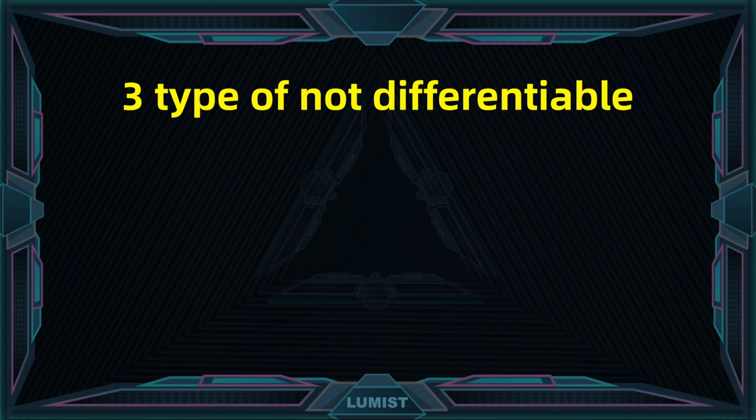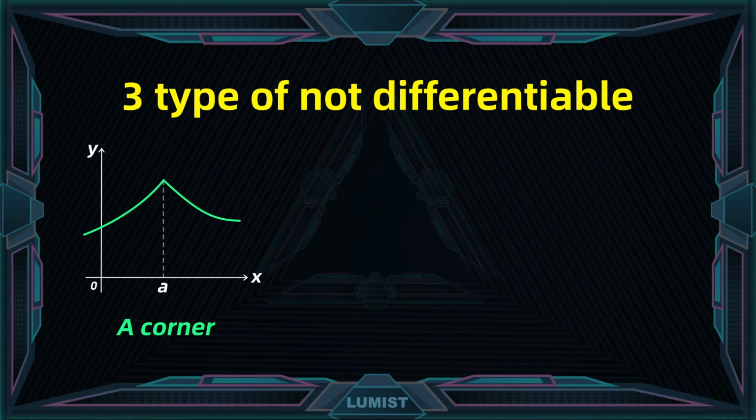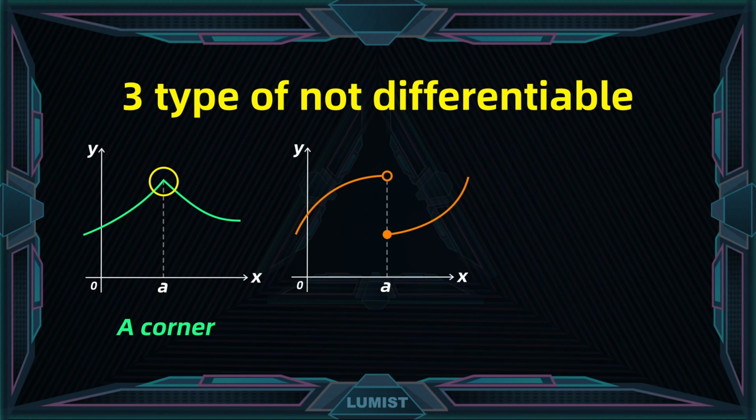Similar to discontinuity and limit not existing, there are three cases where the function fails to be differentiable. The first case is a corner or a cusp. Although the corner function is still continuous, the slope has a sudden change at that corner. So we cannot determine the derivative at that corner, so f prime of a at the point a here does not exist.